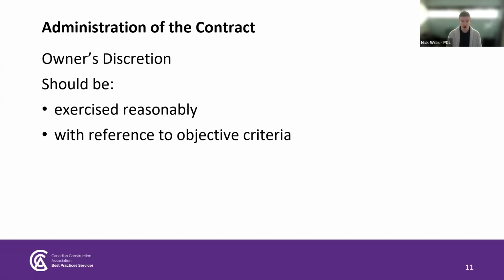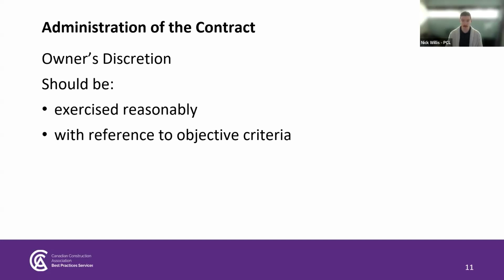It's also important to be aware of instances where the contract gives the owner the ability to exercise discretion, for example, over the approval of certain submissions. Where it does so, it's important to qualify that that discretion must be exercised reasonably, or at the very least, avoid leaving things to the owner's sole discretion. This is because a failure to exercise owner discretion reasonably could have serious cost or schedule impacts for the project.